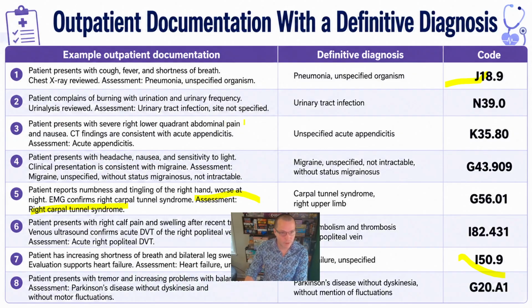Patient presents with severe right lower quadrant abdominal pain and nausea. CT findings are consistent with acute appendicitis. So now we can actually code the appendicitis for that one.